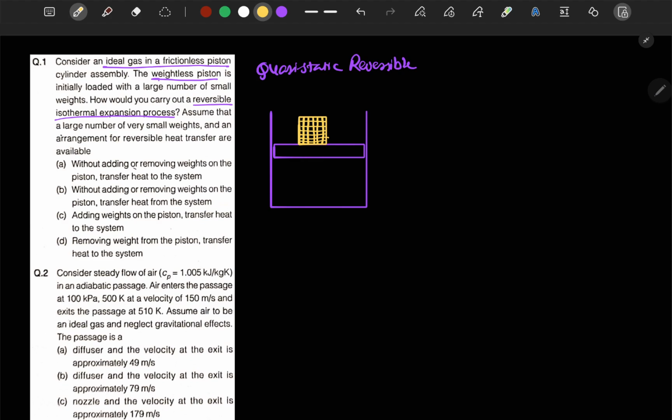If we have to make it expand, then for expansion we should provide some heat to it first. So we should provide some heat and start removing the blocks one by one. So, without adding weight on the piston and transferring heat to the system, option D is correct here.